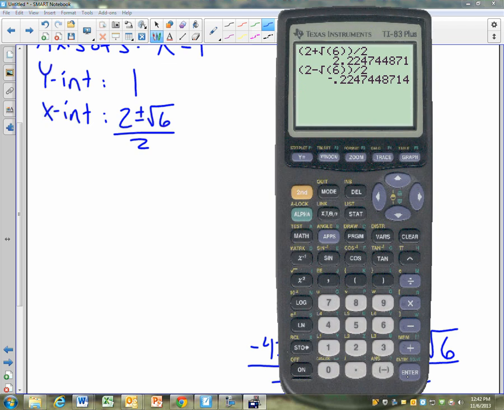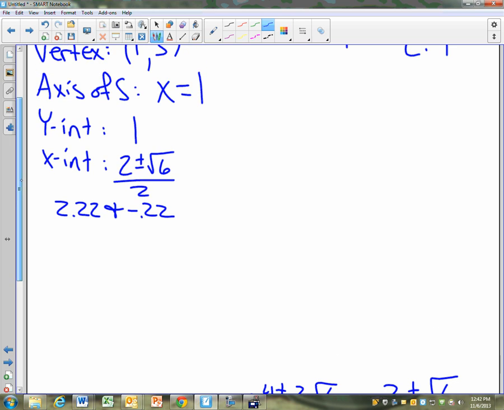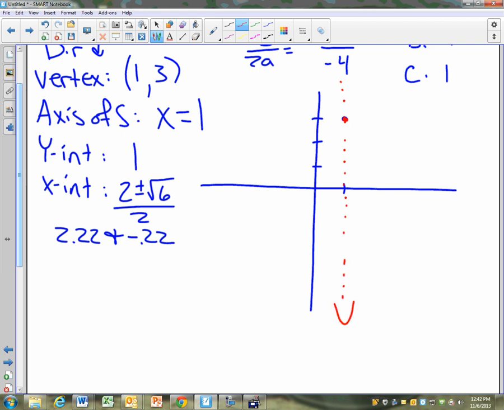So I could graph those. So 2.22 and negative 0.22. That's what I have. And I graph. Vertex is over 1 and up 3. A lot of people say, do you have to draw the axis of symmetry? You don't have to, but some people that don't, I had 2 people first hour got it wrong because they didn't draw it.